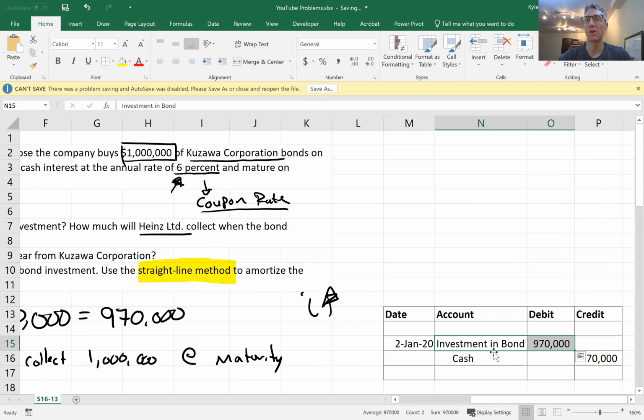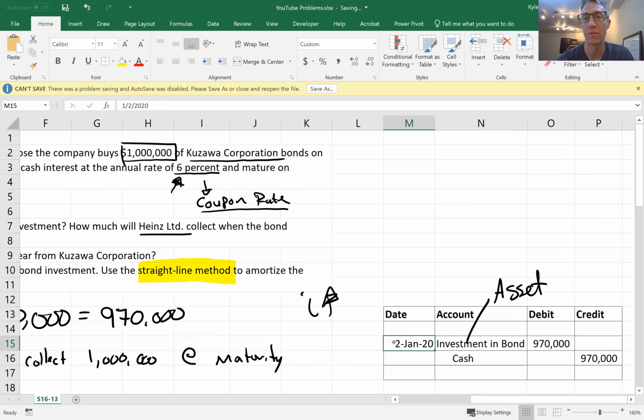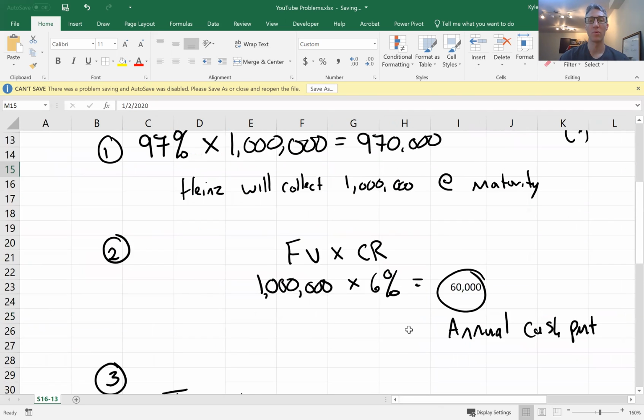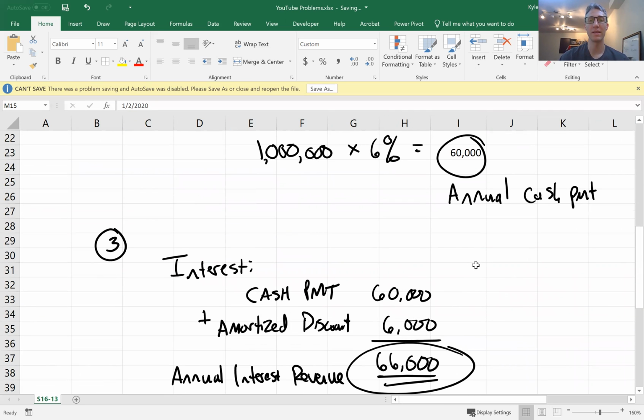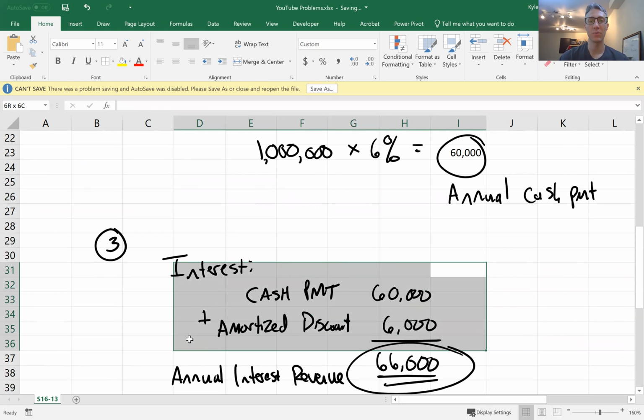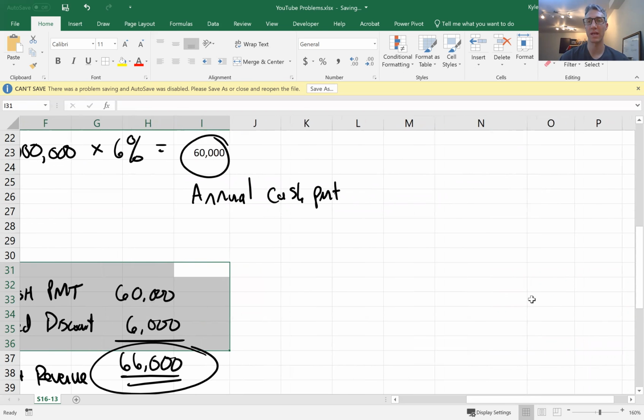So this investment in bond account is an asset because they are the investor. We previously looked at bonds, but from the issuer perspective, and when it's the issuer, it's a liability, but in this case, this is the purchaser of the bond, so it is an asset for them. But you'll notice here, the investment in bond is carrying at $970,000. What happens here is that annually, they're going to collect interest.